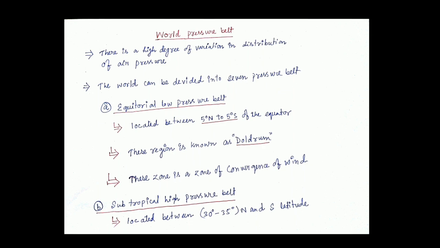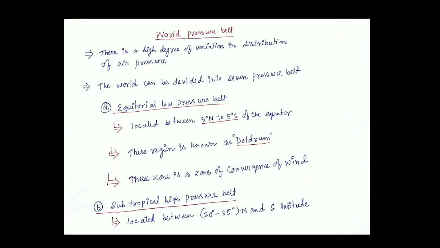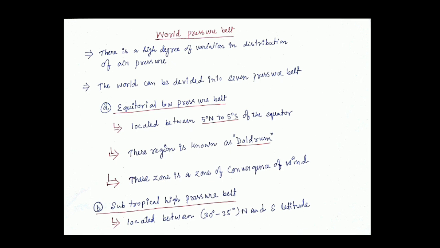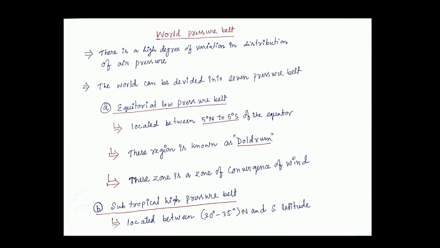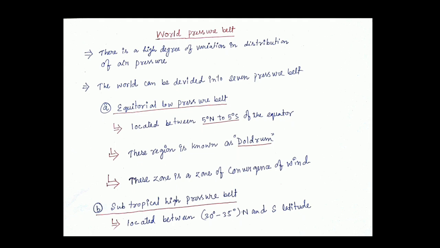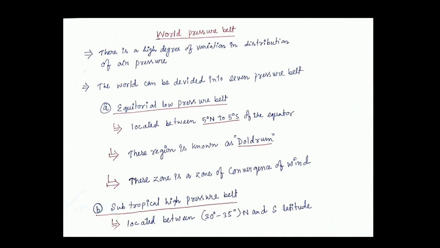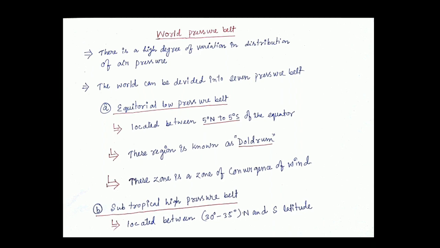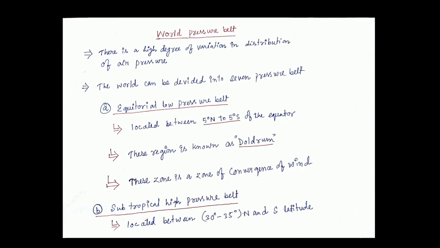Number one is the equatorial pressure belt, which lies between 5 degrees north to 5 degrees south of the equator, and this region is known as doldrum. This term was used by the earlier sailors who used to sail their ships through this path. This zone is a zone of convergence. That means the winds which come from the higher latitude region converge in this region.